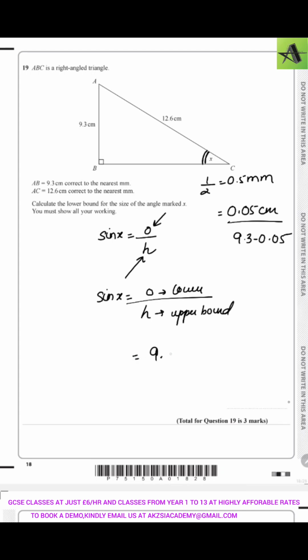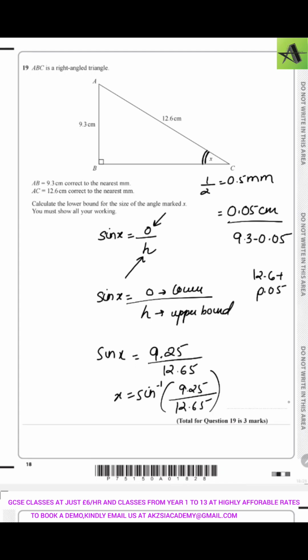So lower bound for opposite is 9.25 over the upper bound for hypotenuse, which is 12.6. Nearest to mm, that means again 1 divided by 2, 0.5 mm, and in centimeters, it will be 0.05 centimeters. So to get the upper bound, it has to be 12.6 plus 0.05, which is 12.65. So x will be sine inverse of 9.25 over 12.65. And this will give you the answer as 46.989, and so on. And that's your final answer, which I can say is 46.99. That would be the answer.